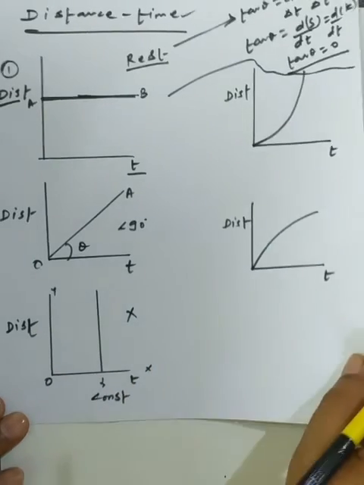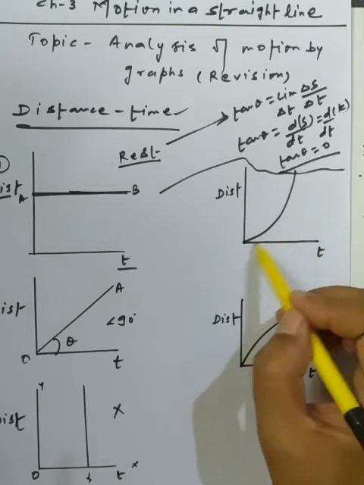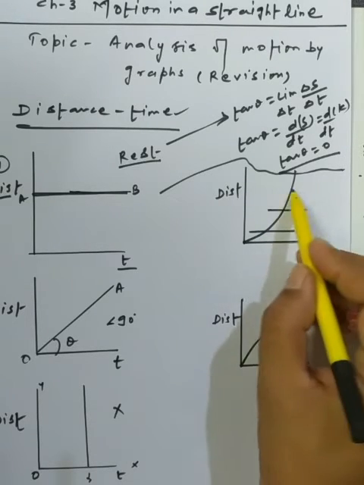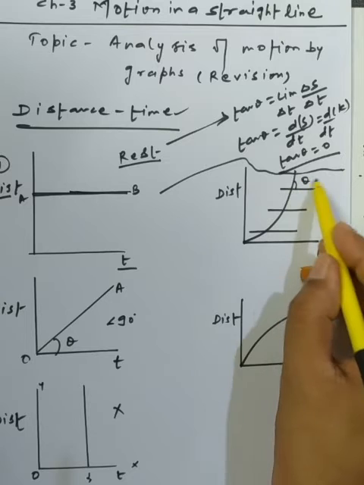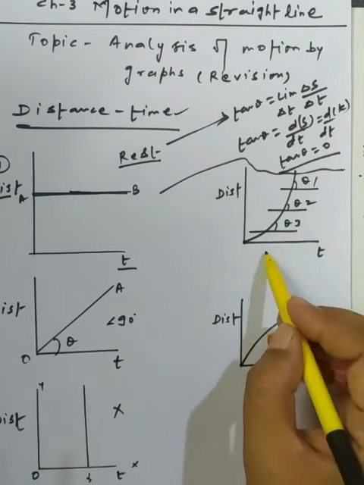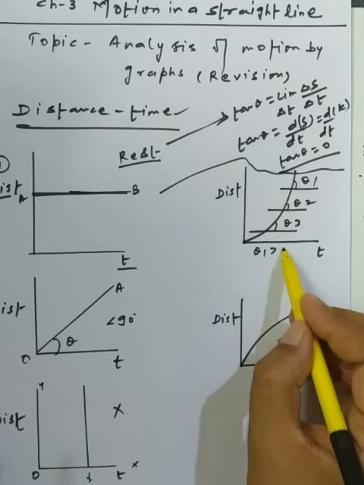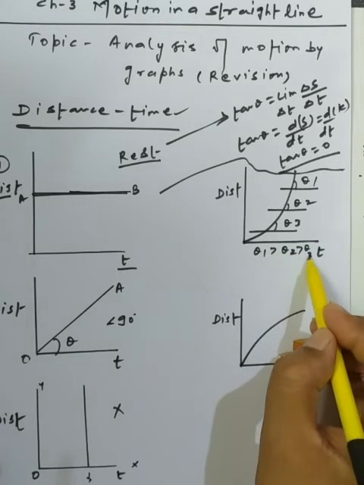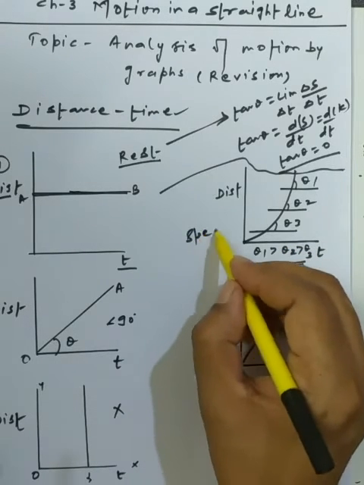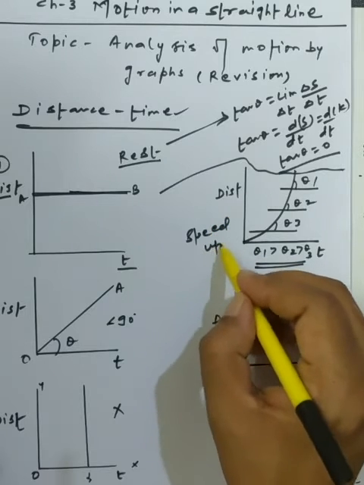Next I have taken the distance-time graph in which the slope of the graph is continuously changing. Here we are getting a little bit of change in the graph, that is theta 1, theta 2, and theta 3. And as we know, theta 1 is greater than theta 2 is greater than theta 3. So this is the kind of graph that represents speeding up.